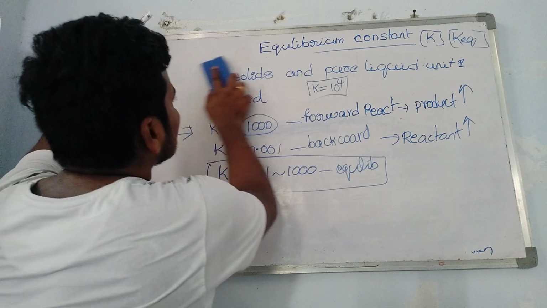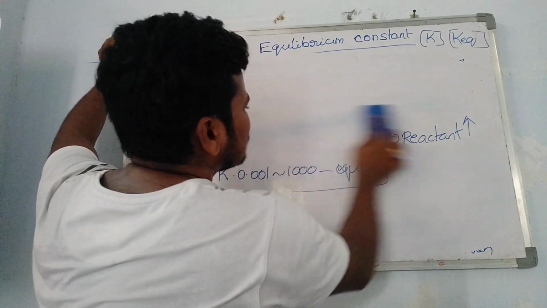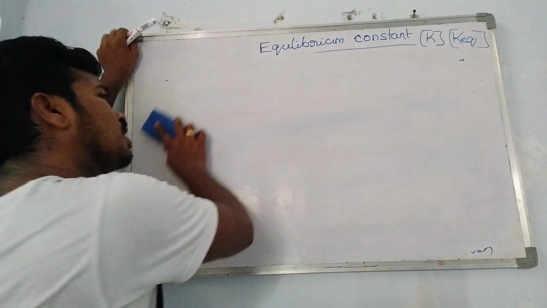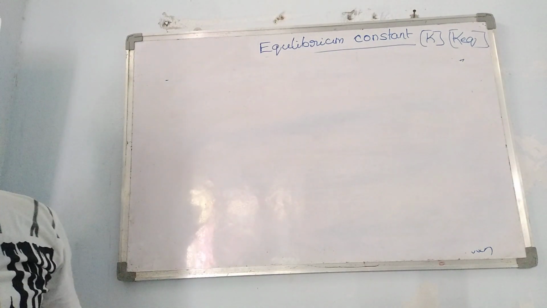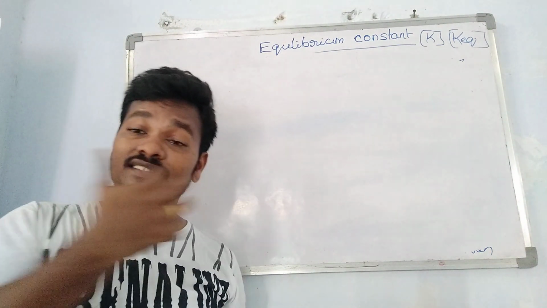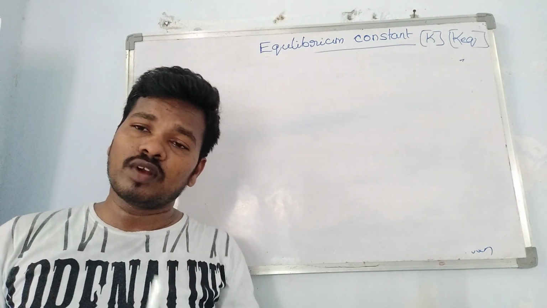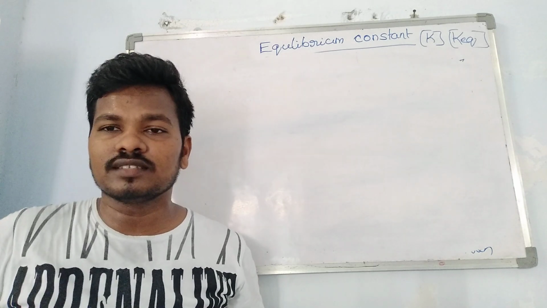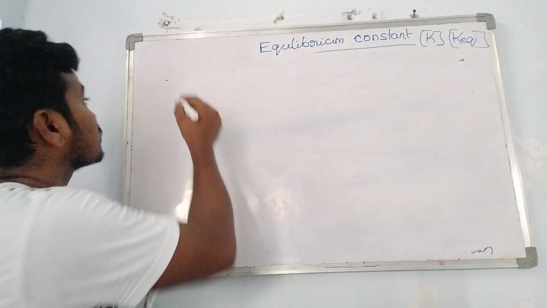Another one is the reaction quotient. If you want to know the direction, whether it is the forward reaction or the backward reaction, the equilibrium constant is already there. So what about the reaction quotient?